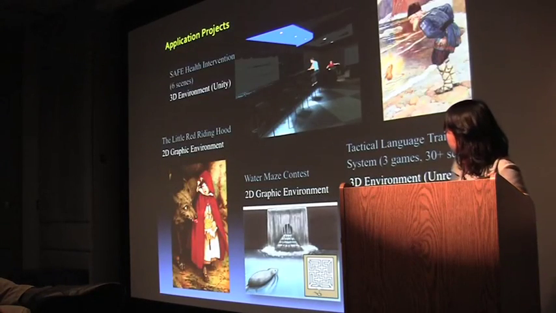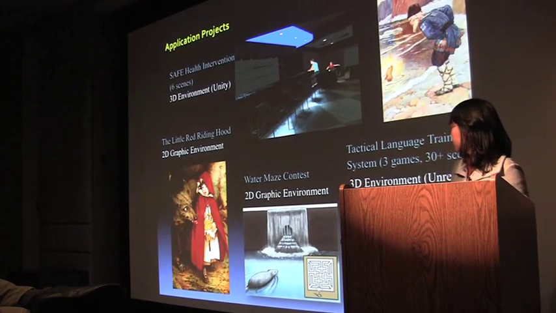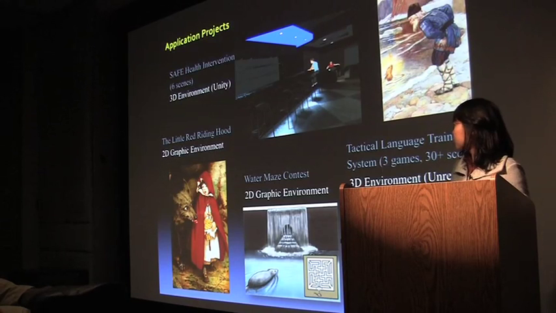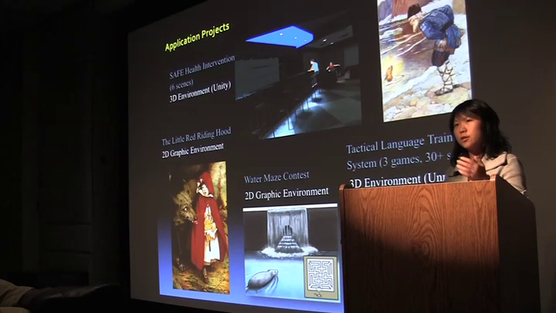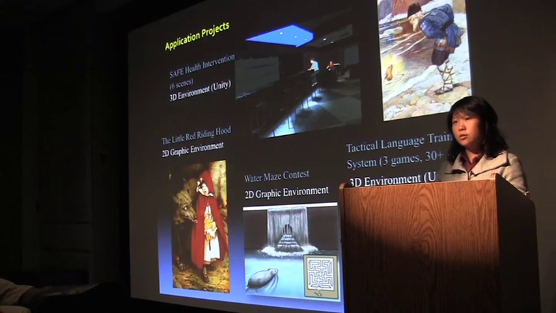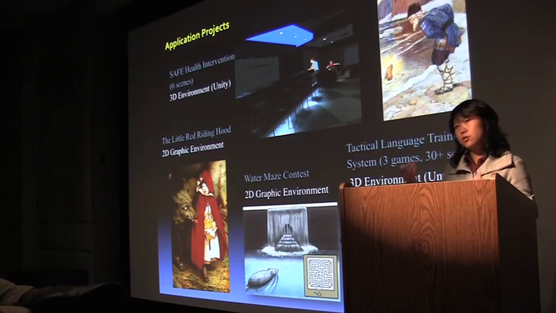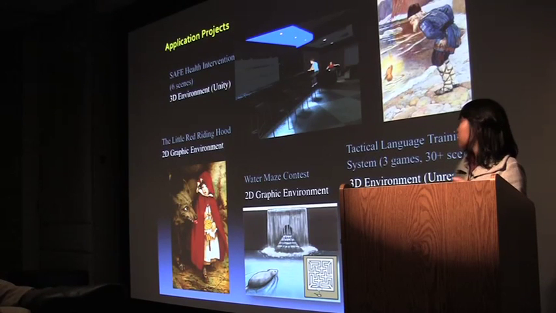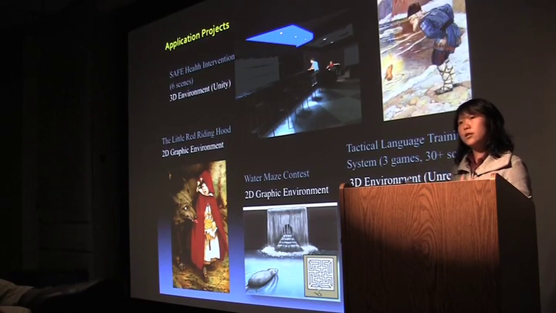I think the only thing that is currently up and running is the Little Red Riding Hood story. It's not that fancy because the system works on the speech acts level. So at that level, you manually input the sentence, and then the system responds to you in a text string. That is the response from the characters. And then I built a 2D graphic environment to just show the pictures, but it's not that fancy.